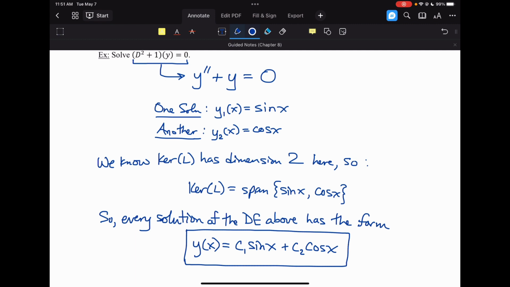Because again, the kernel is the span of those two. So any solution to this differential equation will be some linear combination of sine of x and cosine of x. So this will give us a general solution to the differential equation.